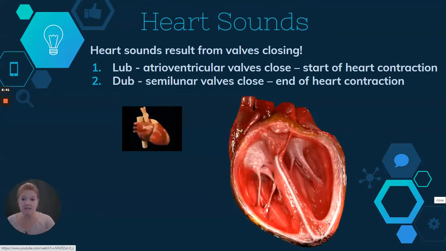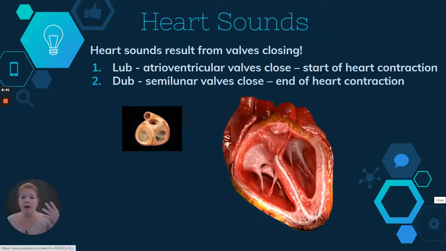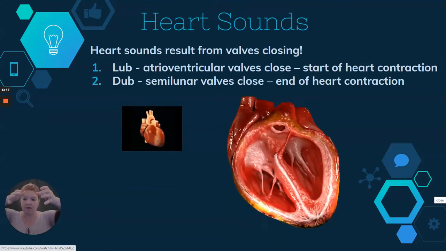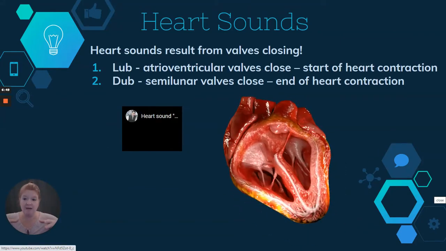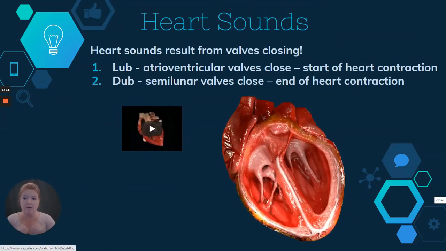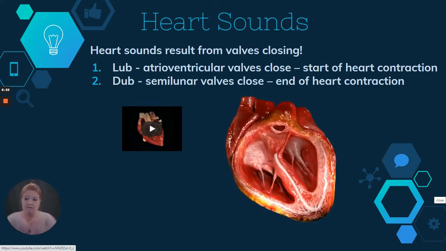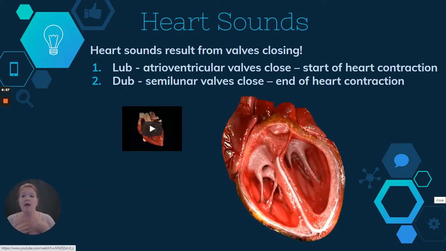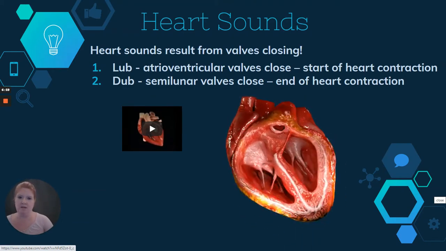But what you can see in this animation here is that the top chambers, the atria, contract together, and then the bottom chambers, the ventricles, contract together. It's very rhythmic. So atria, ventricles, atria, ventricles. Okay? The contraction is rhythmic, and the lub-dub sound is created.